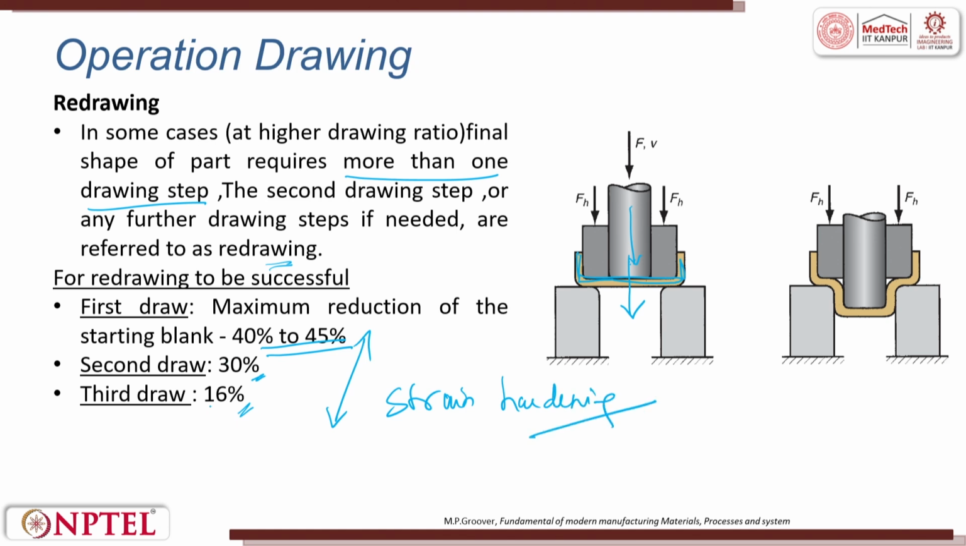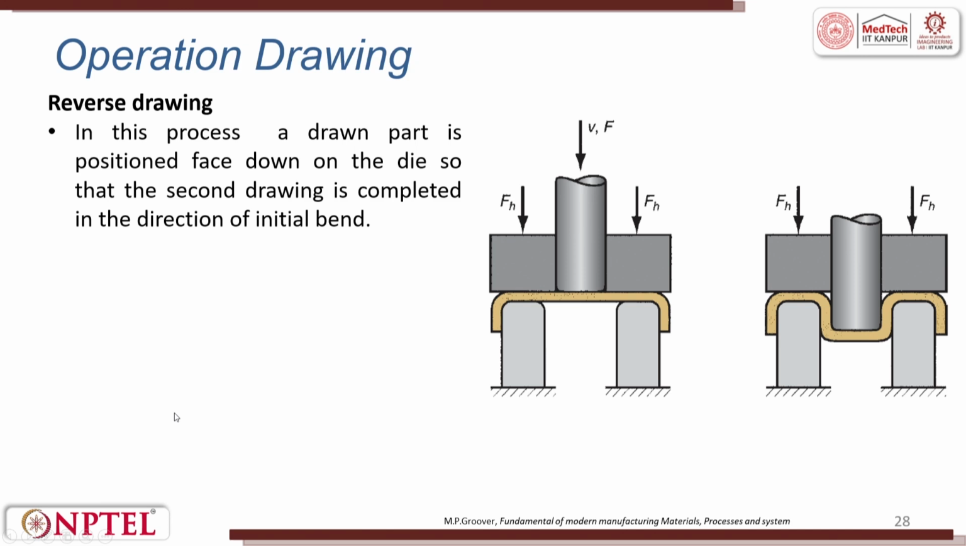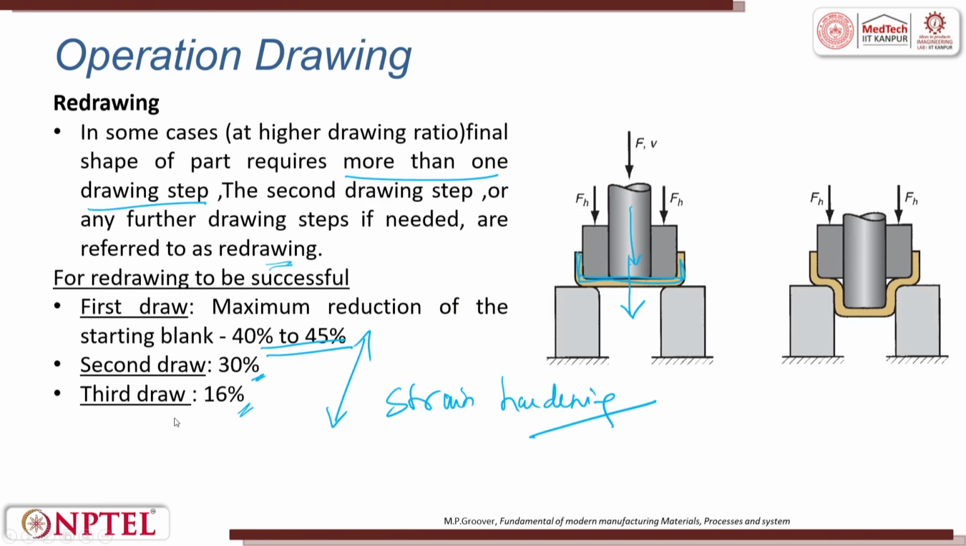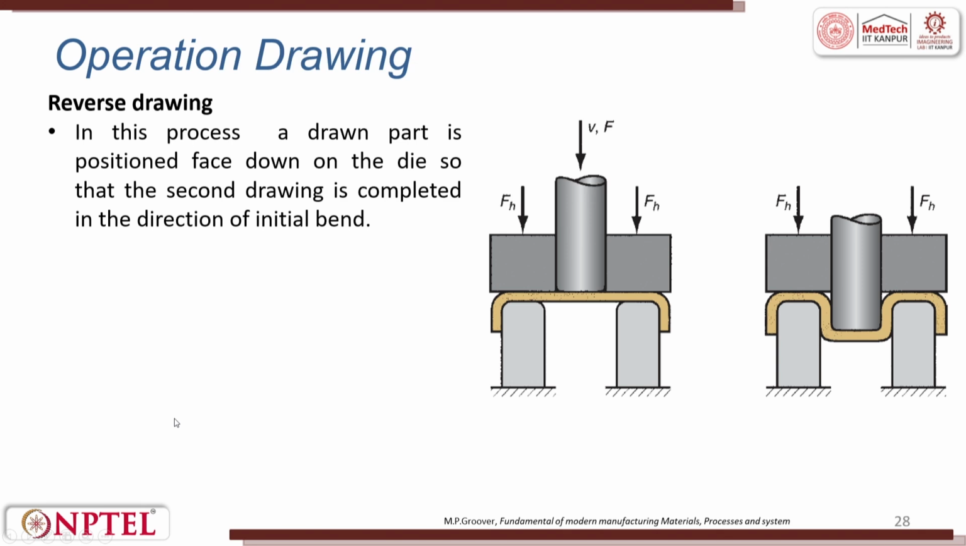Because of the strain hardening, the maximum reduction percentage goes down. Reverse drawing is also possible. Redrawing and reverse drawing are different. Redrawing means that on the same side, if you move the punch down, it is called redrawing. In reverse drawing, we draw it in one direction, and then we flip it, place it the other way, and then we try to push it down.